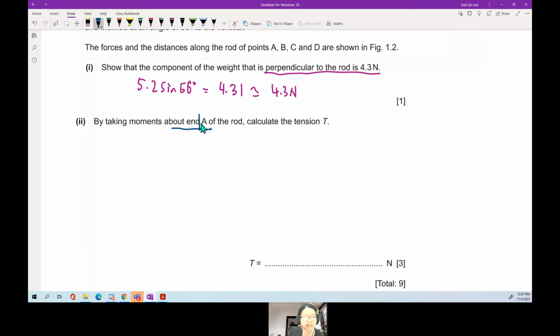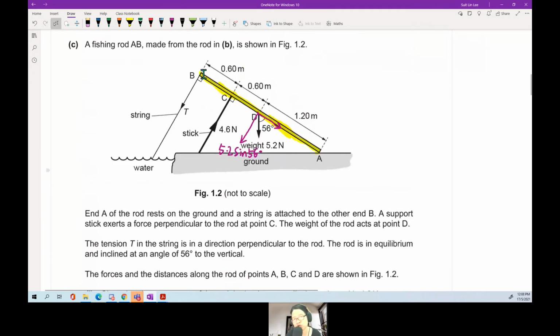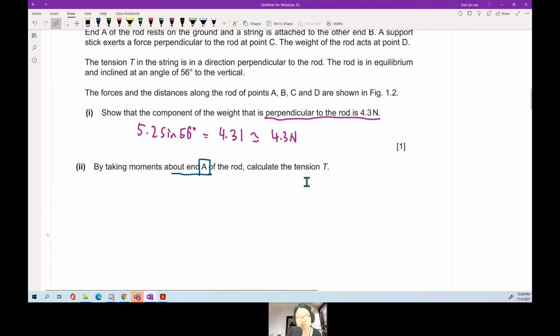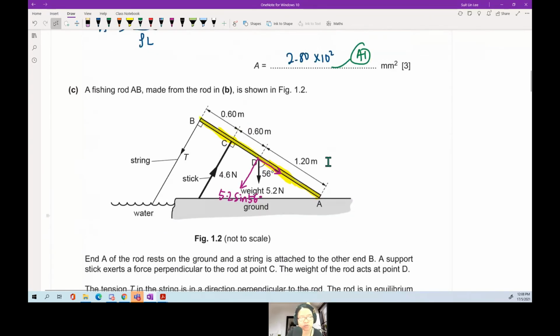But let's say they never tell you to take moment about A. How do you know you're going to choose A? Why can't we choose B? Well, if you want to find tension T and you choose B, tension T passes through point B. So there's no torque due to T. T doesn't exist in your equation. That is not a good choice.